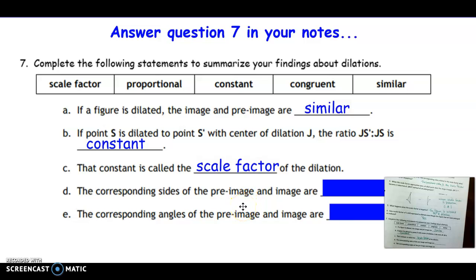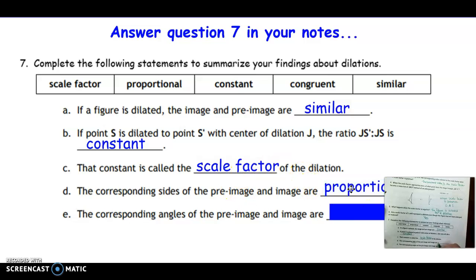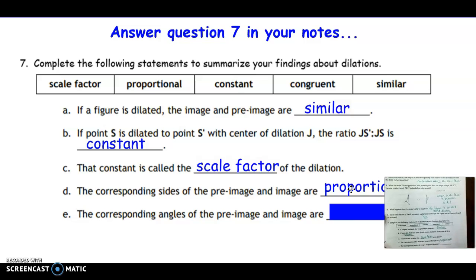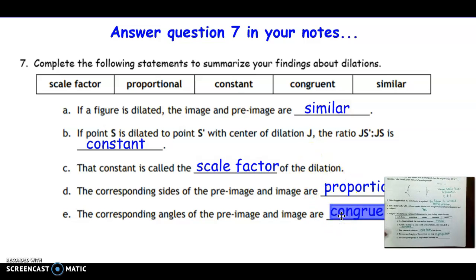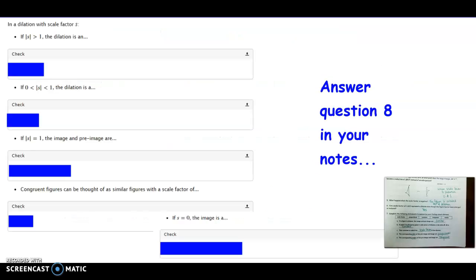The corresponding sides, underlined sides there, of the pre-image and image are said to be proportional to one another. But the corresponding angles, underlined angles there, of the pre-image and image are congruent to one another. So we're not changing the angle measures. It's just the side lengths that are going to be changing potentially. If the scale factor is 1, then the side lengths are not changing either. But any other scale factor, then they are. 1 or negative 1, I should say.